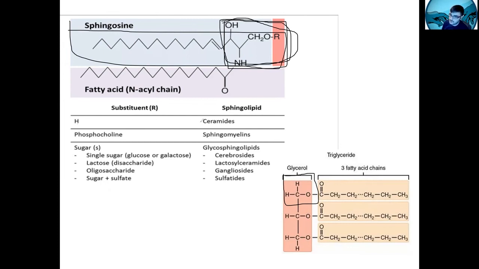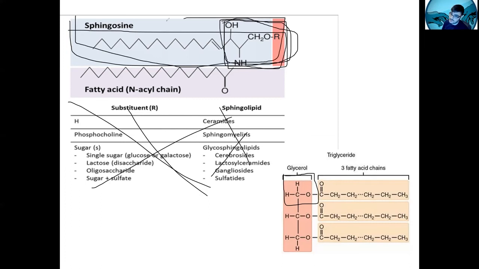If there are R groups and H, it's called a ceramide. Phosphocholine is called a sphingomyelin, sugar, whatever. There are different names. You don't have to know this. If you want to, you can, but it's not important. The main thing: sphingosine looks like this. If there is a sphingosine in a lipid, it's a sphingolipid. Very simple, right? And that's compared to a glycerol, which looks like this, which would make something a glyceride.